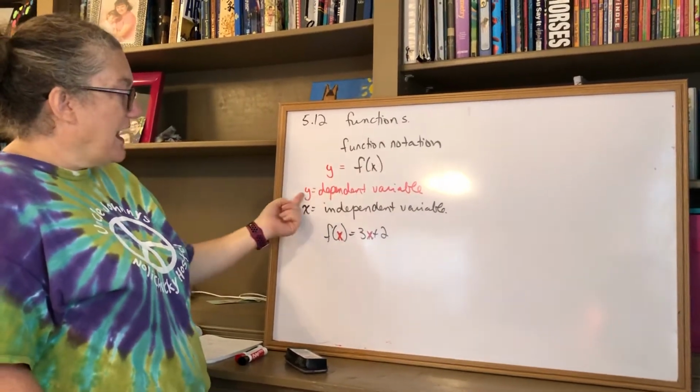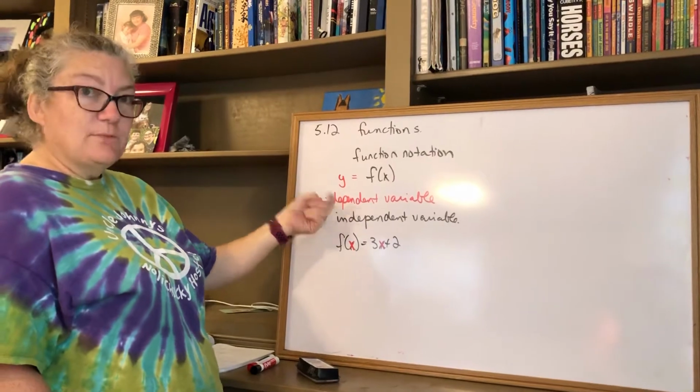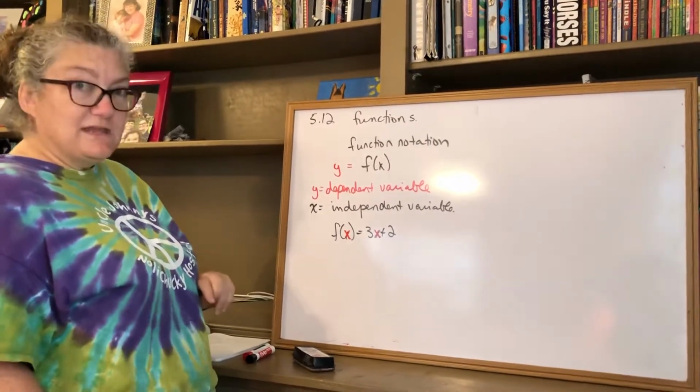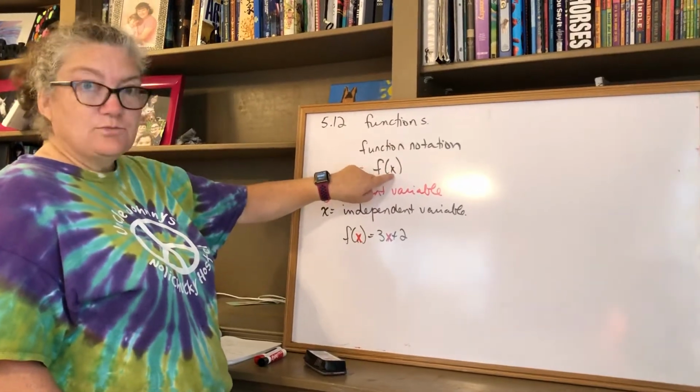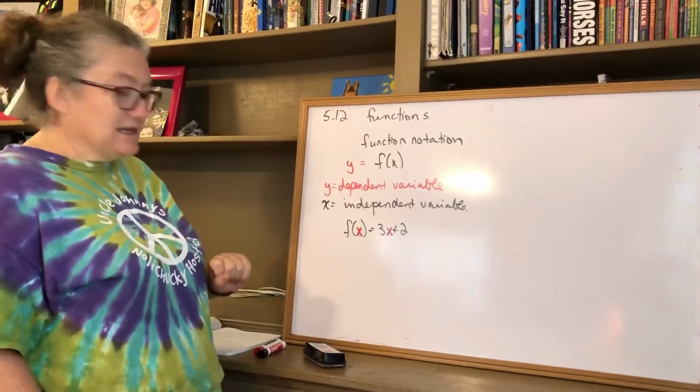We're taking y, this right here is the dependent variable because it depends on what x you put in. Whatever this outcome is right here depends on what x you put there. X is what we call the independent variable.